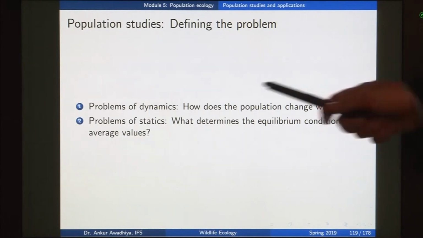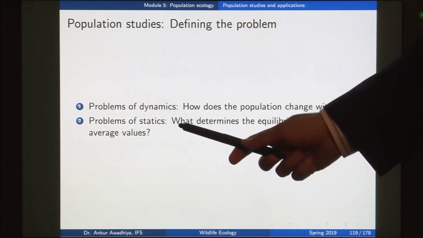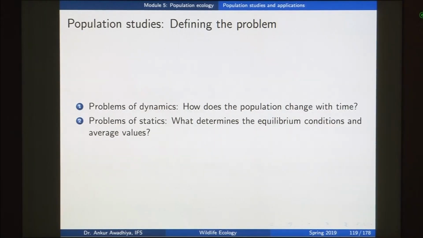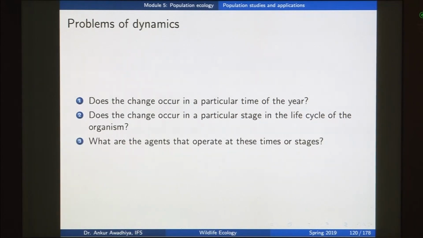So, we have problems of dynamics in which things are changing with time, and we have problems of statics in which things are constant with time, and we are asking the question, what is determining the equilibrium conditions and the average values. Now, if you have a problem of dynamics, so there is something that is changing with time. Now, to study such a change, you can follow these three steps.